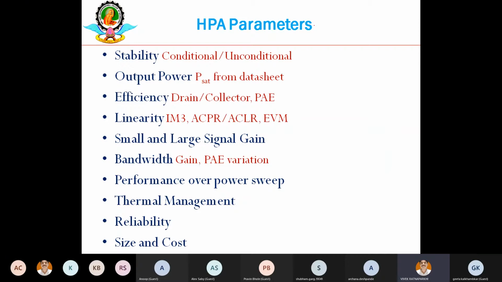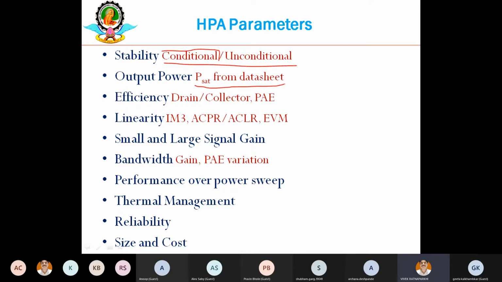Let me talk about some of the important parameters for the design of a high power amplifier. We have already discussed stability. There are two types, conditional and unconditional stability. If the K delta test is passed, K is greater than 1 and the magnitude of delta is less than 1, then the transistor will be unconditionally stable. If the K delta test is not passed, it is conditionally stable. So that we have discussed. Output power: the saturated output power, specifically PSAT, is given in the data sheet for a particular transistor.